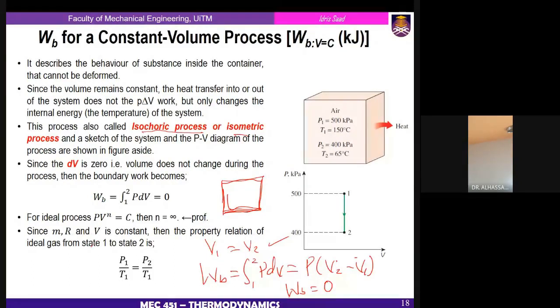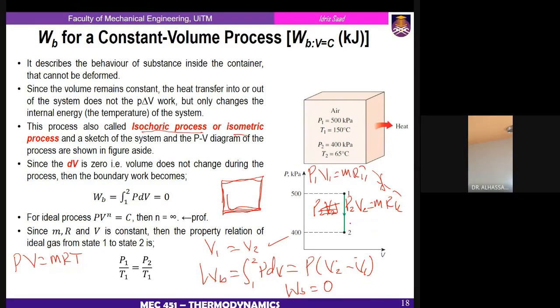Now if we look into our ideal gas equation, we know that PV equals mRT. For a constant volume process, if an ideal gas is undergoing a change of state, say from P1 V1 equals mRT1 up to a new state, P2 V2 equals mRT2, you can establish a relationship between these two equations.